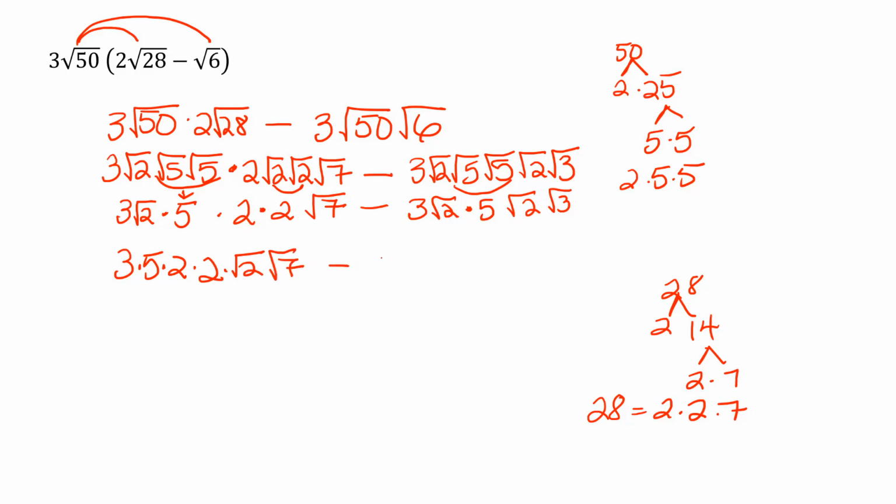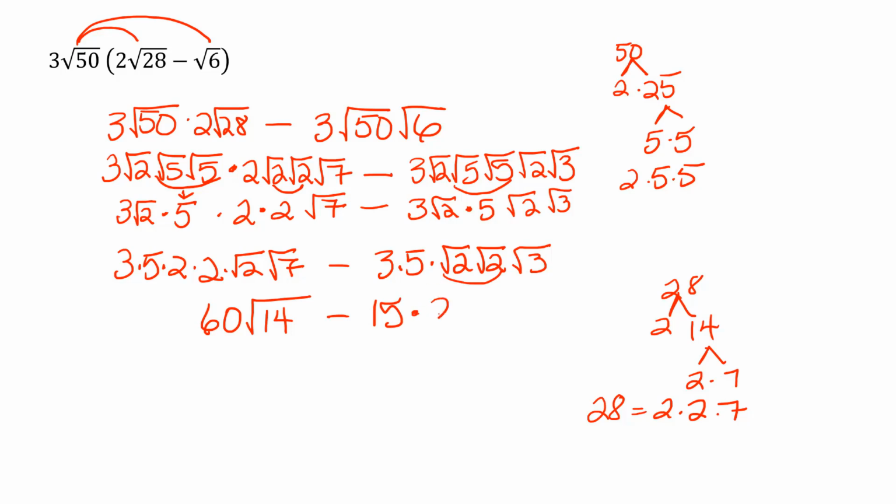And then over here, I've got 3 times 5 times the square root of 2, square root of 2, square root of 3. So on the left, I've got 15 times 4, that's 60. And square root of 2 times square root of 7 is just the square root of 14. That can't be reduced any further. And then I've got 3 times 5, which is 15. And then I've got square root of 2 times square root of 2, which is 2. And then I still have that last square root of 3 sitting there. So finally, I'm just going to end up with 60 times the square root of 14 minus 30 times the square root of 3.